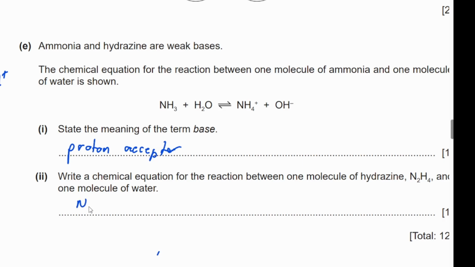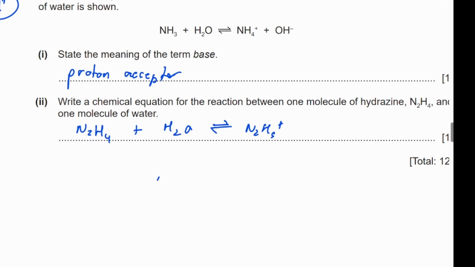So therefore, N2H4 plus H2O. Since it dissociates, it's a reversible reaction, giving N2H5+, since it accepts a proton, and the water will become OH minus.